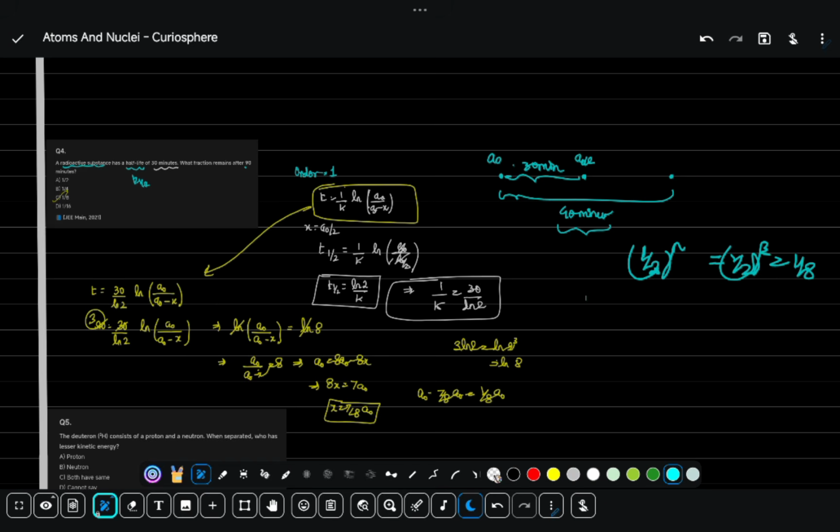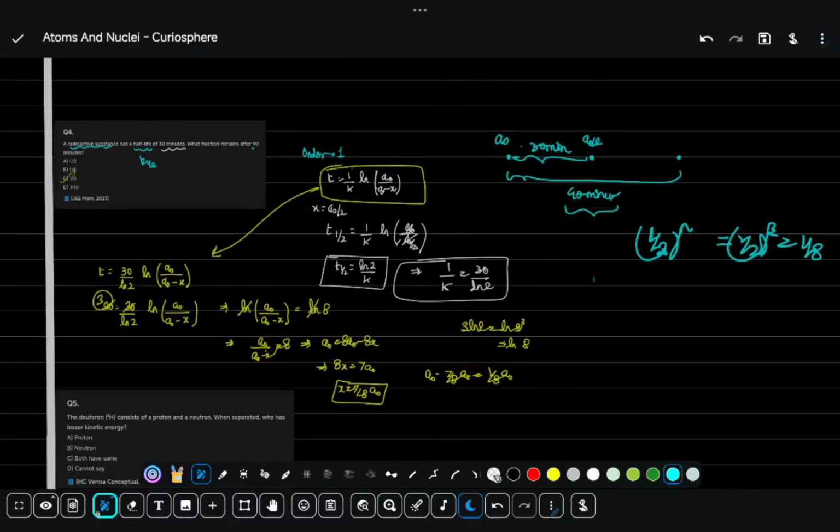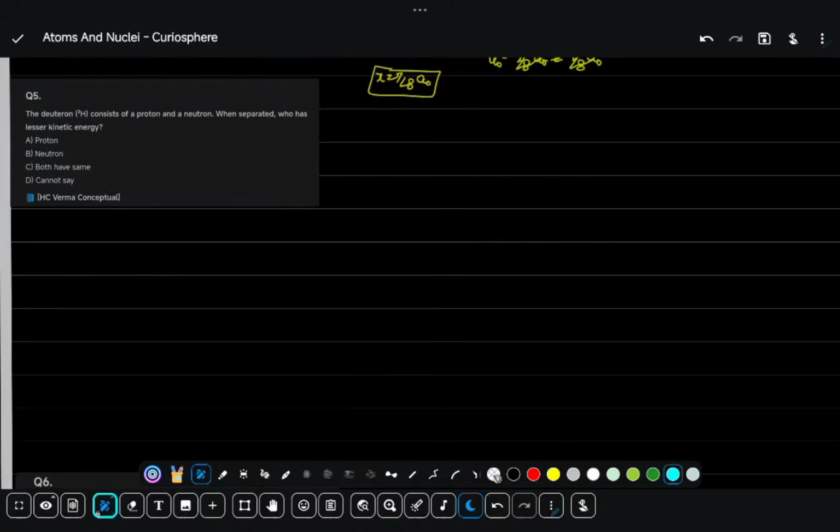But this is applicable only if the half-life is a factor of the asked time. For example, if it is 100 minutes, then we can't use this. If they ask for 120 minutes, we can use 1 by 2 whole power 4. So the shortcuts are good, but they work only for certain cases, right? Now question 5.